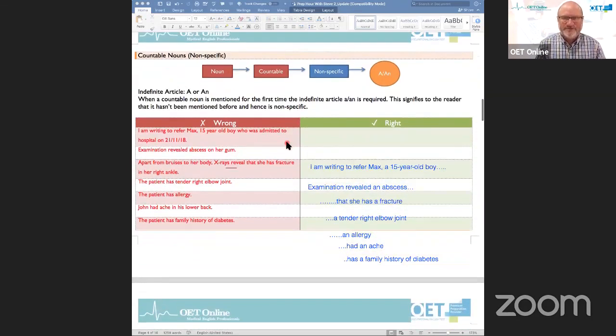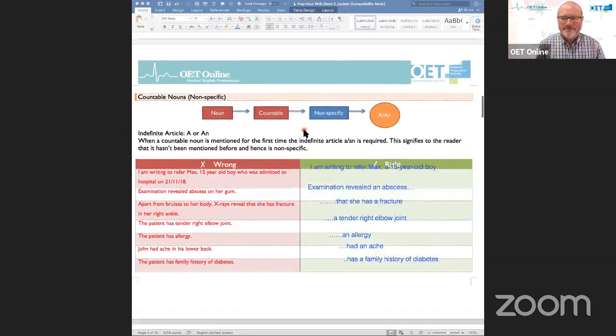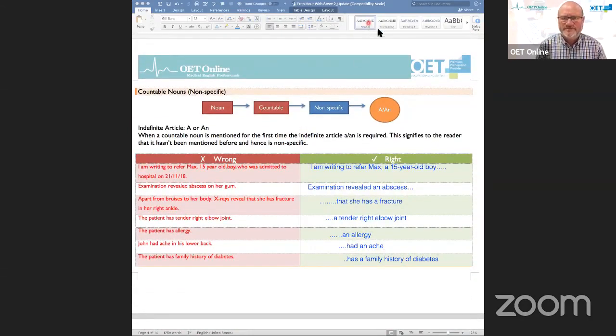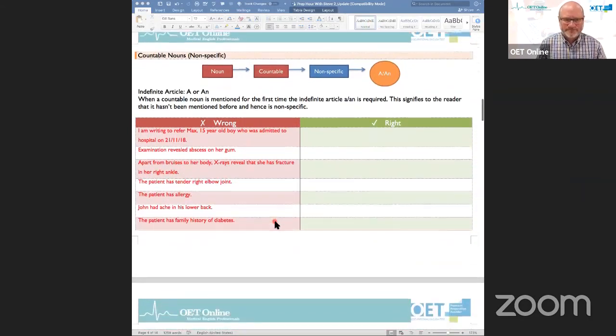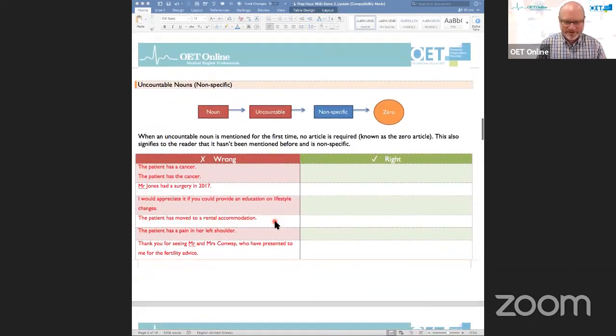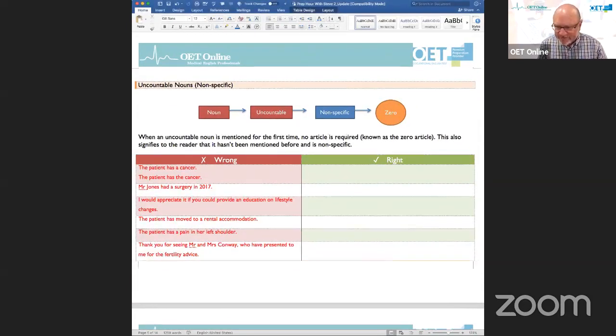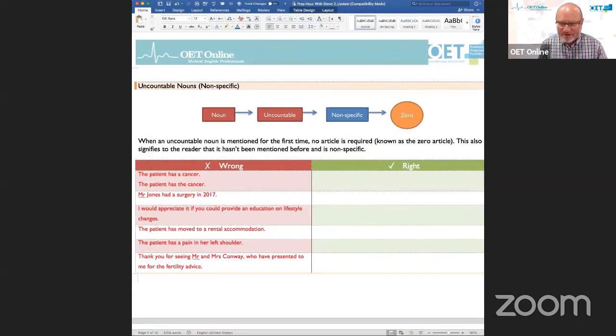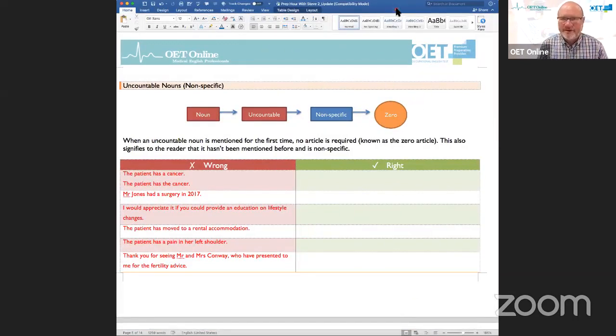Now we'll continue. I'll just clear this page. Let's now go to uncountable nouns. If I can make it a tiny bit bigger for you guys. How's that, everyone? Is that helping? Try to get a good size here.